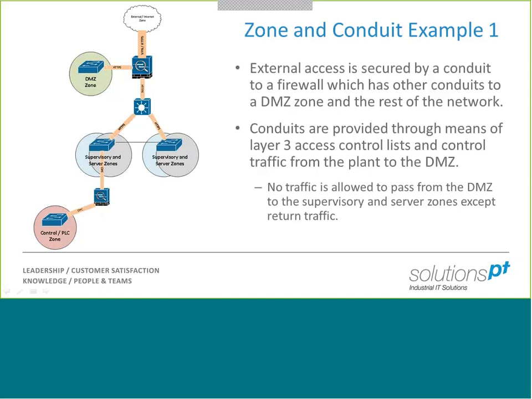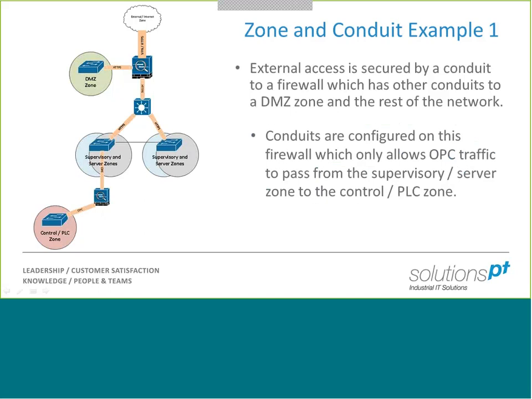And then further down the chain, right at the bottom, we've got our super critical control PLC zone, and that's secured further by an additional firewall. And all we're allowing through that conduit is OPC traffic. So let's assume we've got a SCADA or Wonderware application server in the server zone. That's then talking to some kind of data gatherer in the control PLC zone through OPC, but absolutely nothing else. No other traffic is allowed through to that control PLC zone. So we've got a highly secure network there.